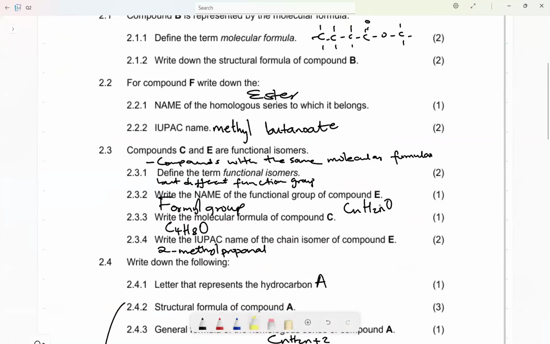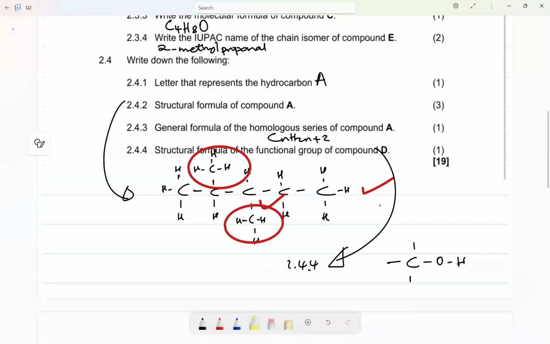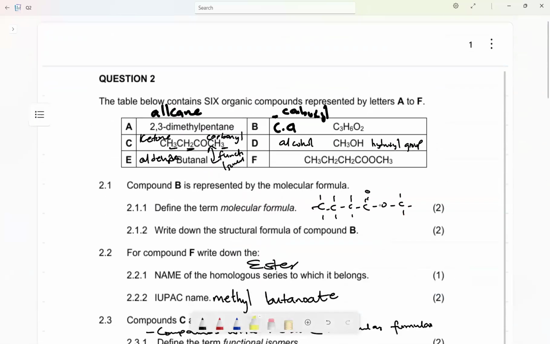How important and nice is that? Okay, so that is all from me on this type of question. Let's move on to the third one, which is physical properties.